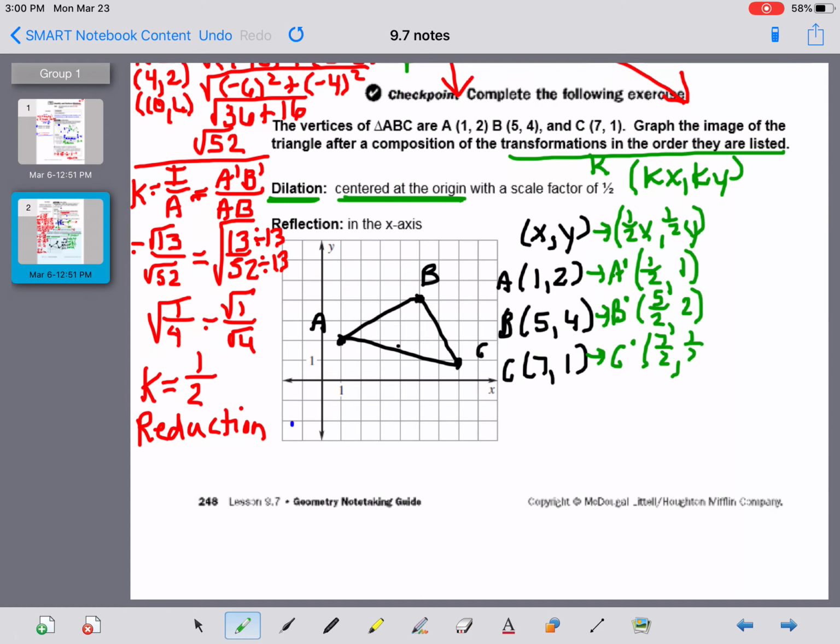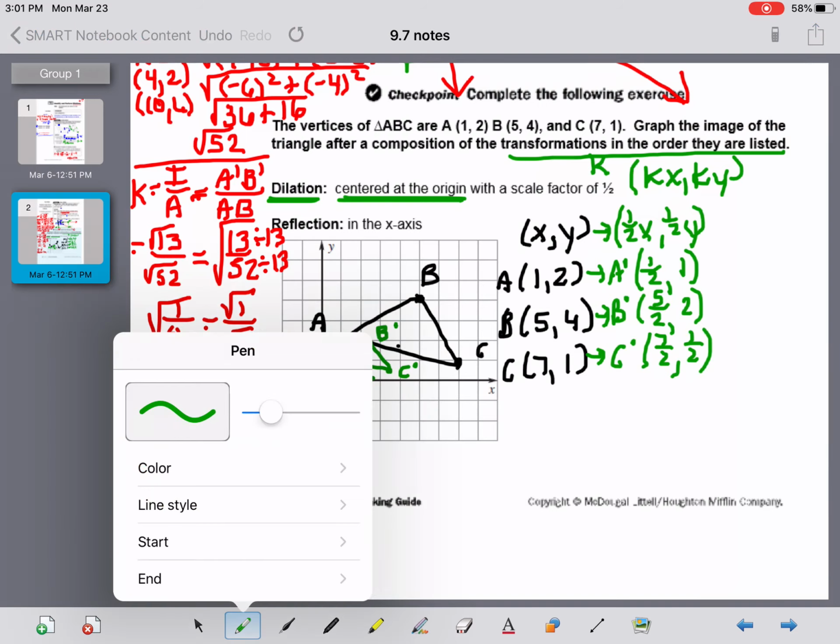And I'm ready to go ahead and graph those points. So 1/2, 1. When I mark that, I am going to mark it A prime. 5/2, 2, so I'm over. 5/2 is the same as 2.5, and I'm up 2, so there's my B prime. And C prime, 7/2, that's 3.5, and 1/2, I'm up there, C prime. And I join those points. And there's my first transformation on this composition. Now I have one more to go.